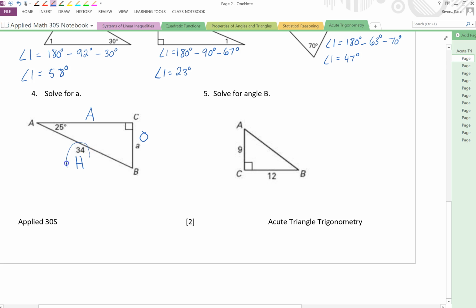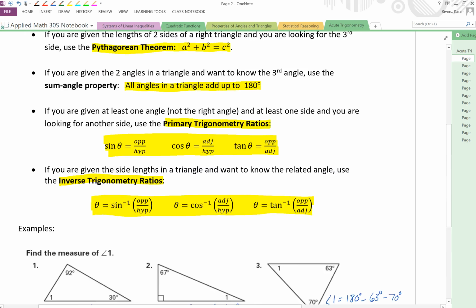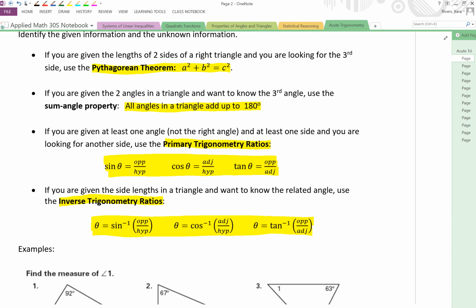I need to use the hypotenuse because that's a value given. I need to use the opposite because that's what I'm trying to solve for. So the value that's not useful to me is my adjacent, and there actually is no value that's given to me. So the only trig ratio that uses opposite and hypotenuse, if I look up here, is my sine ratio right here.